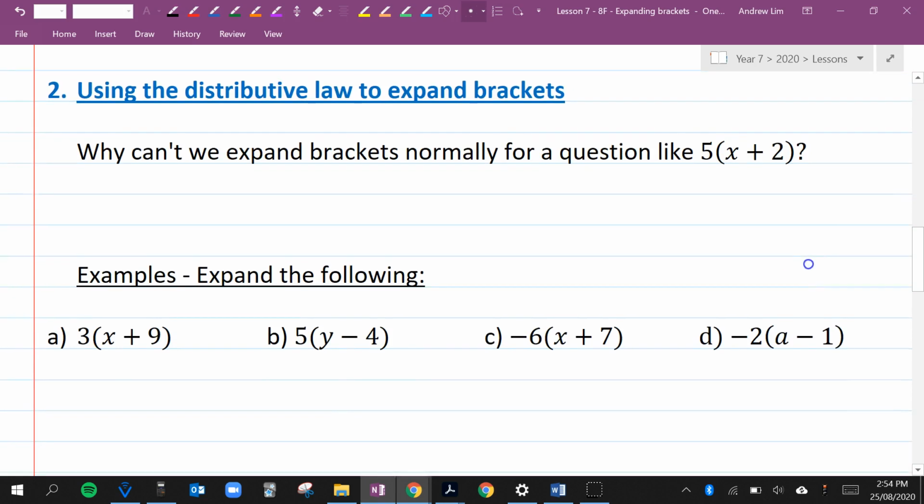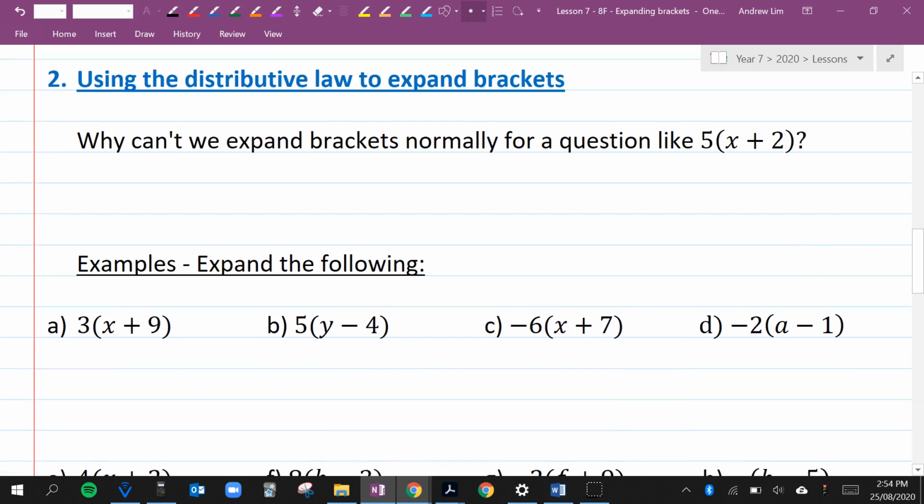So, let's have a look at using the distributive law to expand brackets. Why can't we expand brackets normally for a question like 5 bracket x plus 2? It's because according to the order of operations, we need to do brackets first. But inside the brackets, we have x plus 2. They are not like terms. So we need to do brackets first.